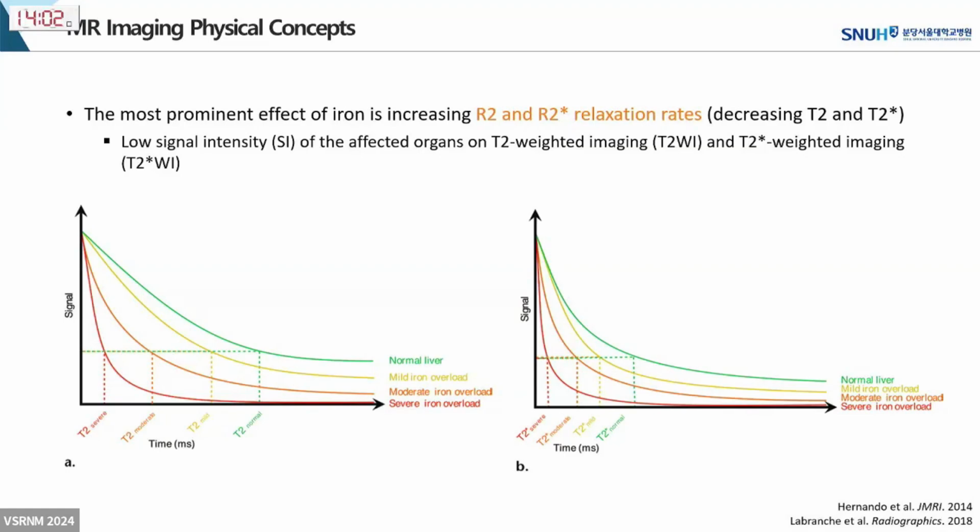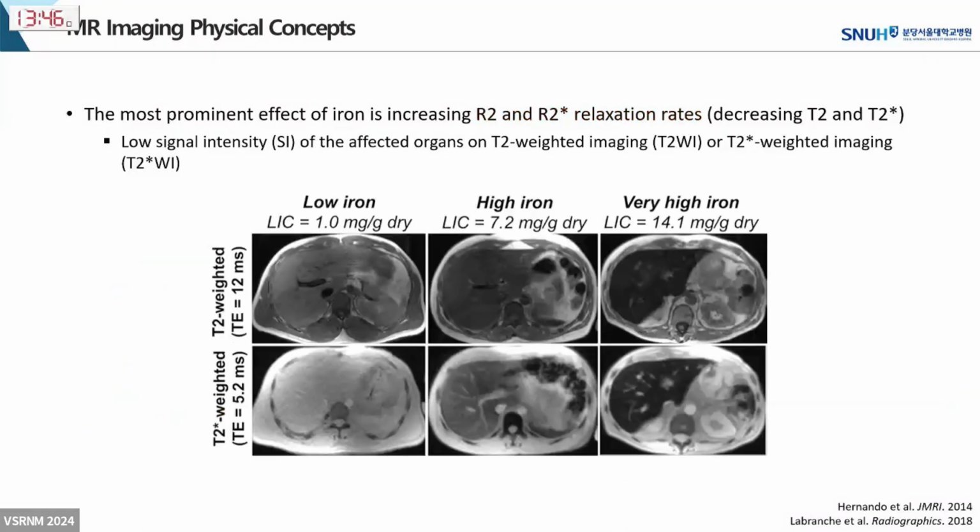The most prominent effect of iron is increasing R2 and R2 star relaxation rates. As the degree of iron overload increases, the T2 and T2 star will decrease. So the affected organs show low signal intensity on T2 and T2 star weighted imaging.